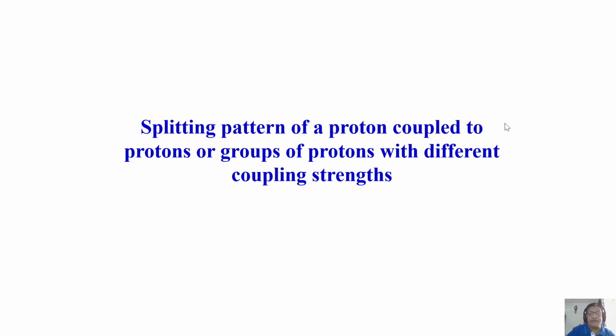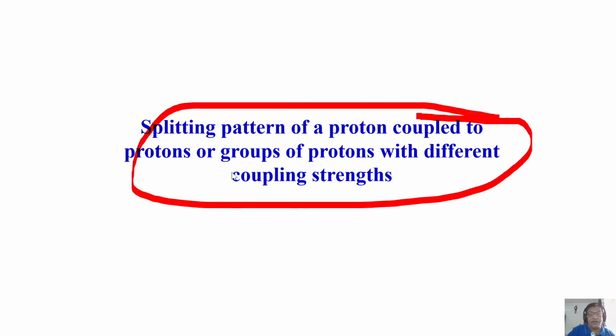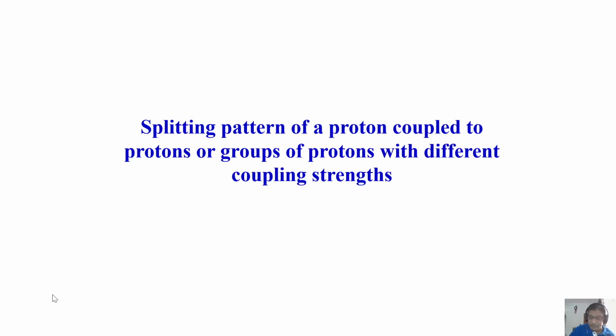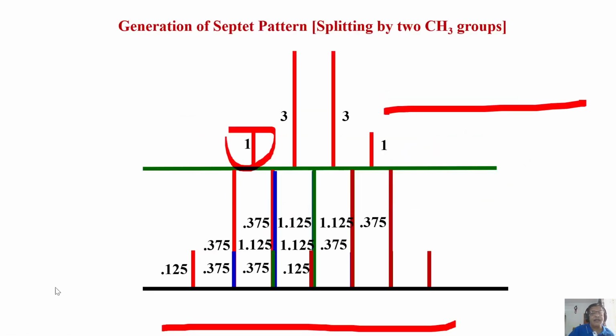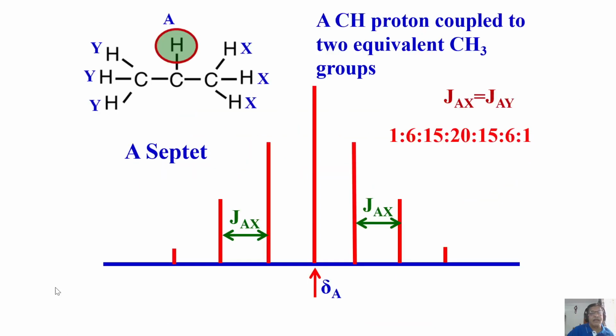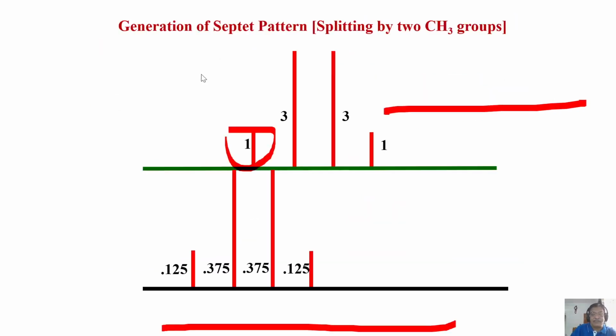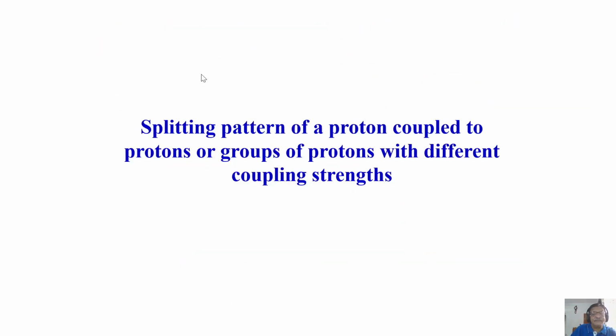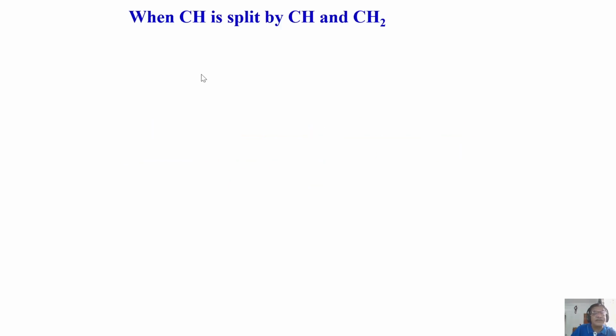Next, we will take some examples of the splitting pattern of a proton coupled to protons or groups of protons with different coupling strengths. Very important point. Remember, so far I was taking, for example, JAX equal to JAY. They were all equal coupling strengths. In the other molecule also, CH2, CH3, they were all equal strengths. Now what happens if the coupling strengths are different? It's not the same. How does the pattern change? We will start this with a simple example.